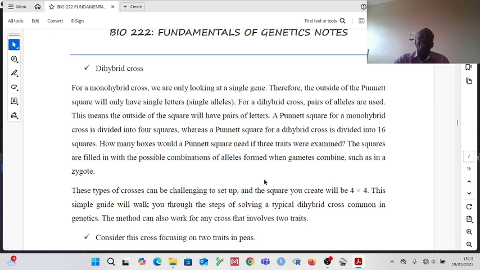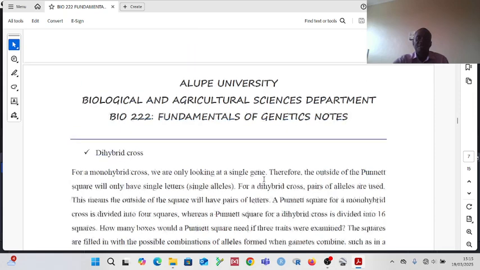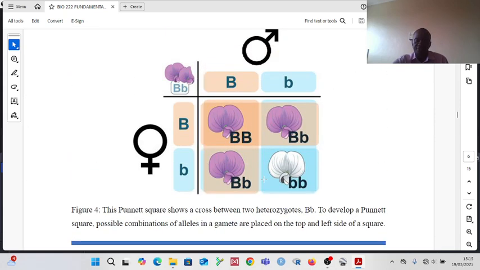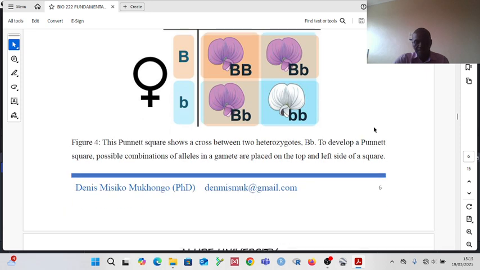So what happened in a monohybrid cross? The Punnett square was in 4 squares. Let's have a look at the Punnett square of the monohybrid cross. Because the gene we are looking at is in a diploid organism, that gene has 2 alleles. So we only needed 1 square for each allele. That's why we have 4 squares for a monohybrid cross.